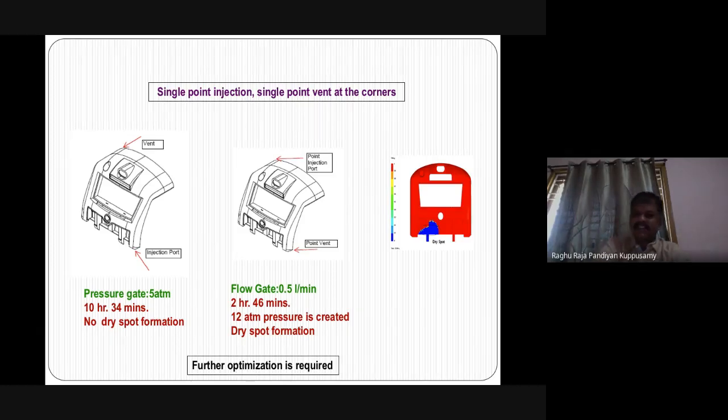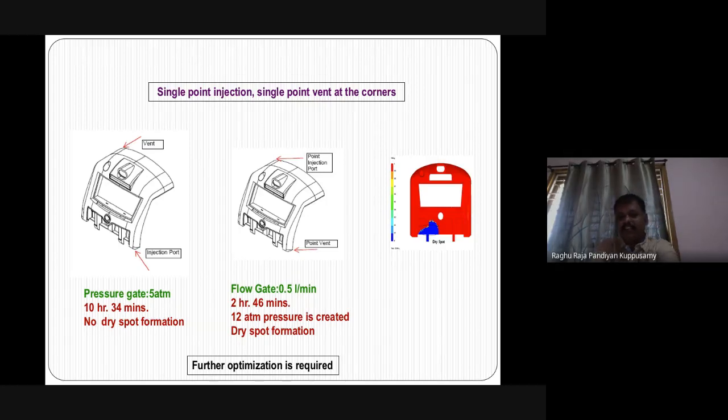In the second case, you can see that the injection port and vent are at the extreme corners, but it is reversed: the vent is at the bottom and the injection is from the top. Gravity also affects a lot. In this case, because of gravity, the mold fill time has reduced from 10 hours to 2 hours. But if you see, a dry spot is getting formed.